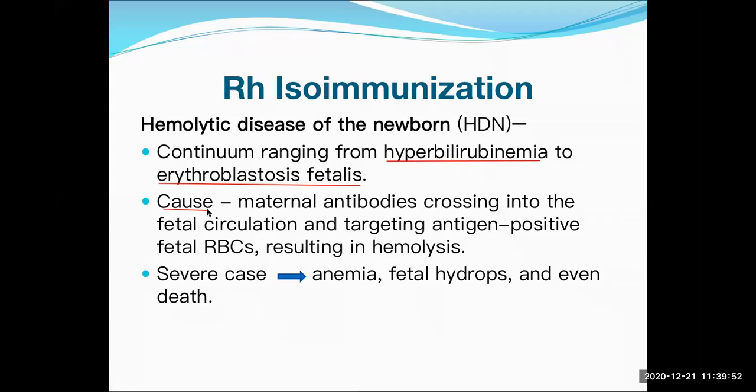Now, regarding the mechanism, every student knows this already, but still we have repeated it here. The maternal antibody crossing into the fetal circulation and targeting the antigen positive fetal RBC, resulting in hemolysis. This is the basic mechanism. Severe case will lead to anemia, very pale baby, fetal hydrops or hydrops fetalis, and even death of the newborn. It's quite easy to understand now.